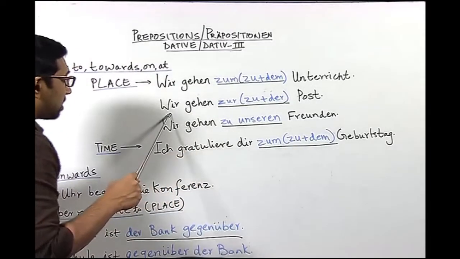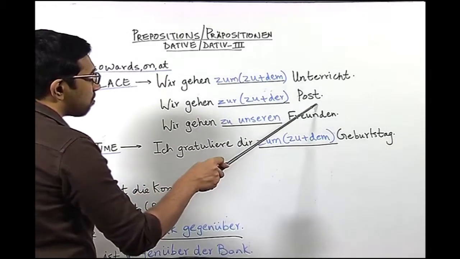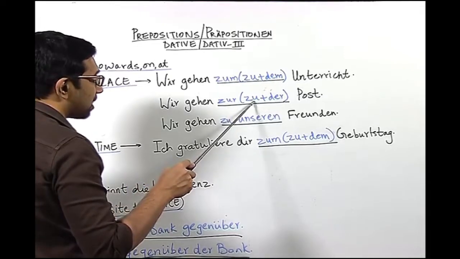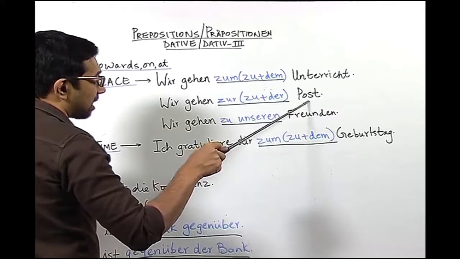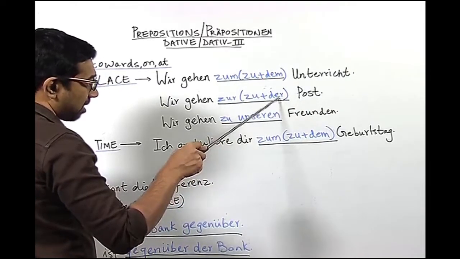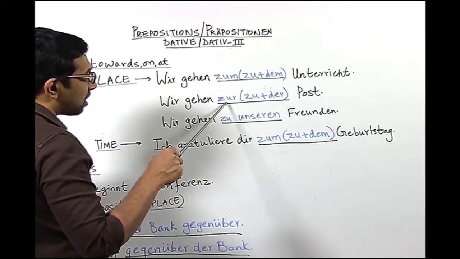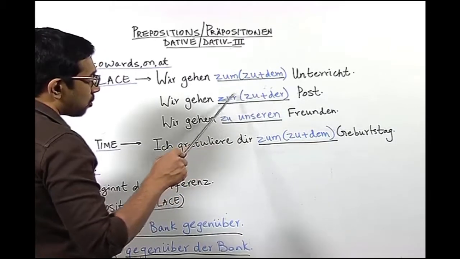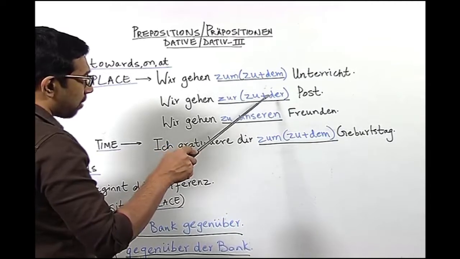Now, in this sentence, wir gehen zur Post. Post means post office. Here again, if you see, I have combined the preposition zu with the article der. The article of Post is die Post. Now, in dative it becomes der, and only with preposition zu we can combine the feminine article in dative with the preposition to make it zur. It is not possible with the other prepositions.